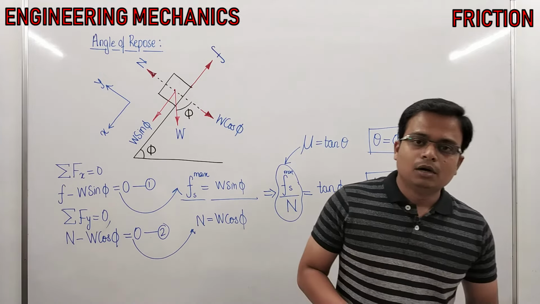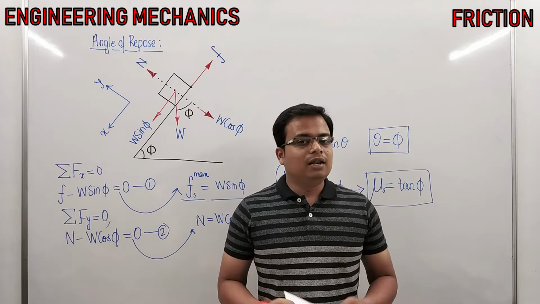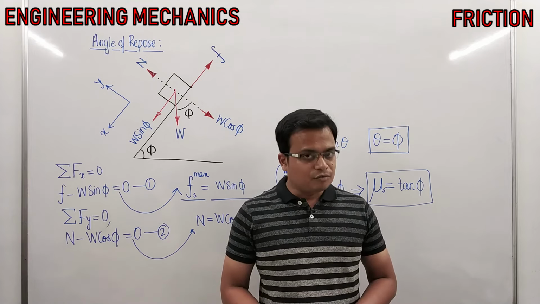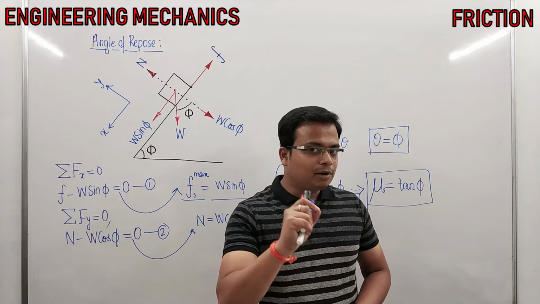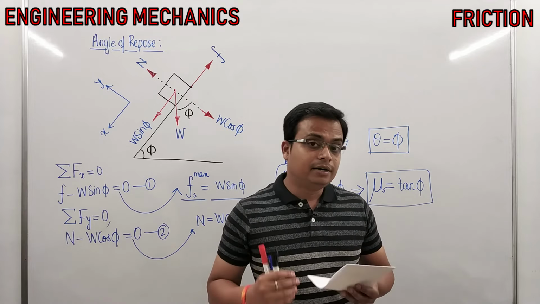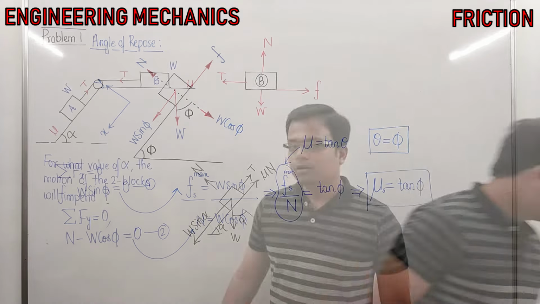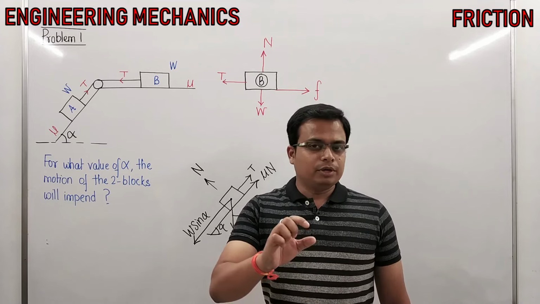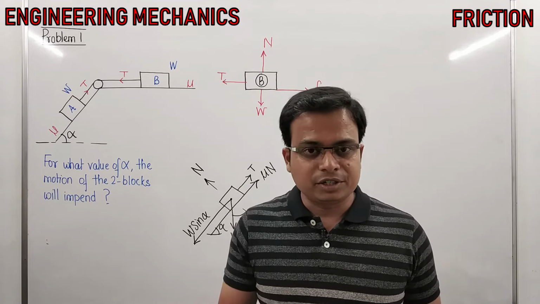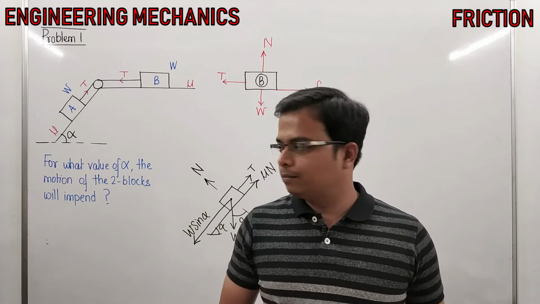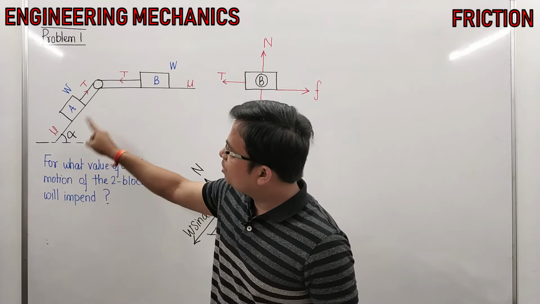So this was all about learning the concepts of friction. Now let us take up a problem and implement all the concepts that we have learned till now. So guys, by now you know each and everything about friction. You know what the angle of friction is, what the different types of friction are. Now let us apply all of that to compute the angle alpha for which the motion will impend.